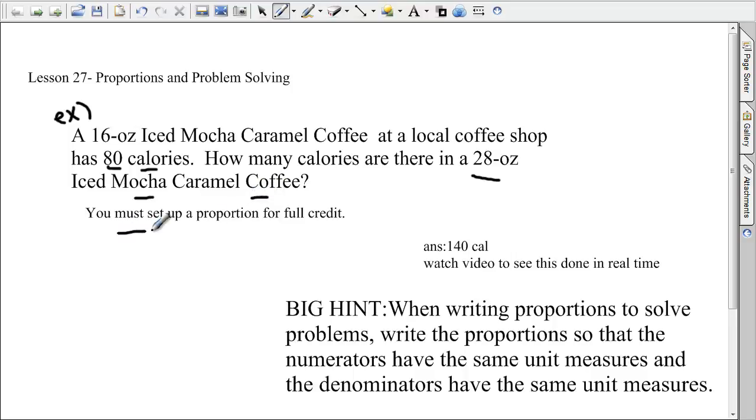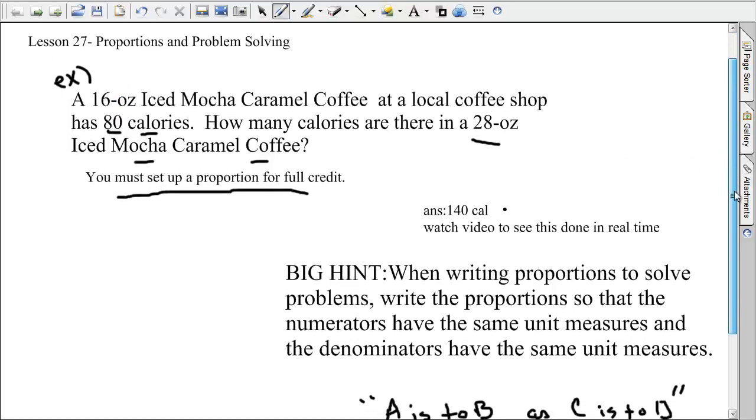Well, my hint is you must set up a proportion for this to get full credit. And I have the answer over here, but let's see this done in real time. So I can tell you 80 calories for a 16-ounce drink, that seems a little, we wish, right? It seems a little low to me.